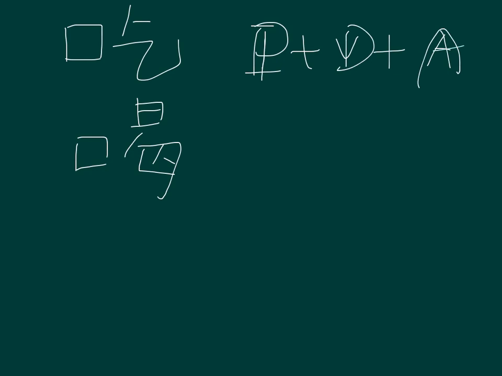After that, we have eat and drink. That's the verb. So with the mouth radical, of course, you have to use the PDA structure, I plus verb plus object. So PDA. So I eat pork. How would you say that? Yes, 我吃猪肉.